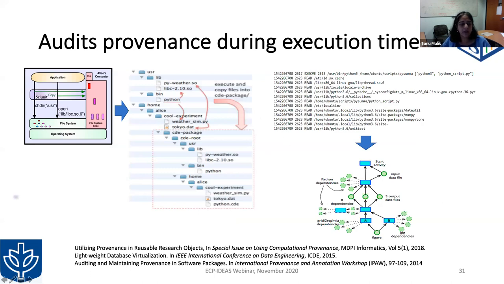If you look at the SciUnit file system slice, here we have an example. I have a weathersim.py, a Python program, which takes a file, tokyo.dat, as input. And obviously, since I'm going to be running it with Python, the process that gets instantiated depends on the Python interpreter, which may depend on further libraries. So all of these are copied into the reproducibility package, and an access log is also created over here, with reads and writes, leading to a provenance graph.